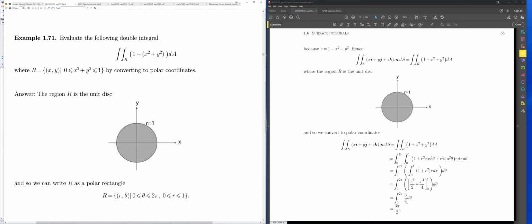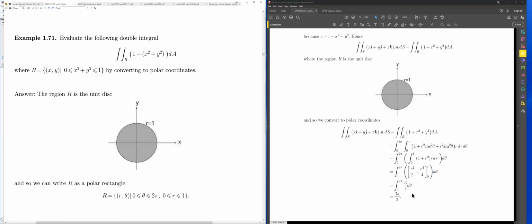And then finally you integrate this with respect to theta, which would give you 3 theta on 4, and then you put in your 2 pi. So that would give you 3 times 2 pi divided by 4, which is 3 pi on 2, which is the answer.